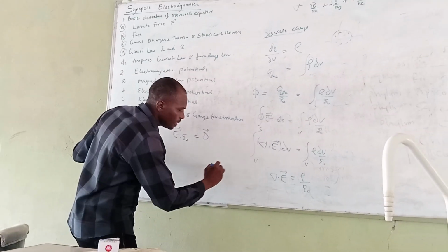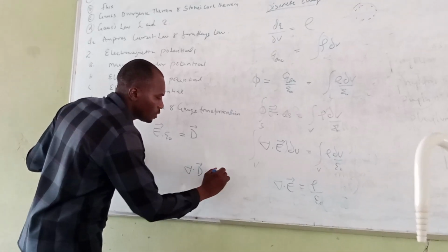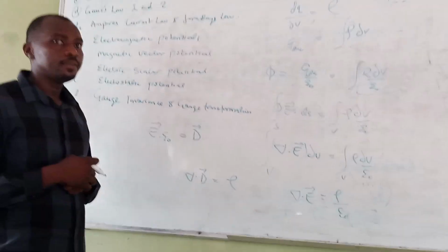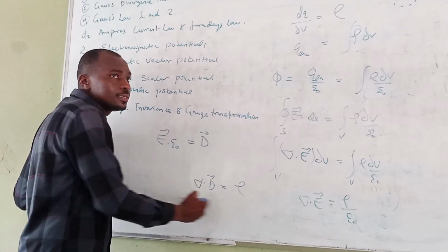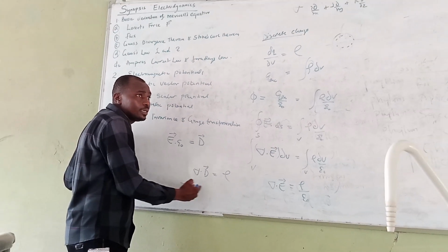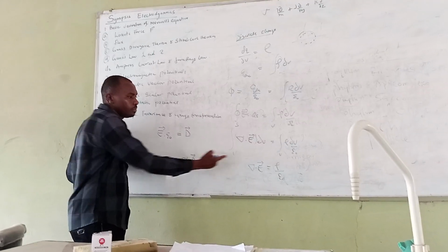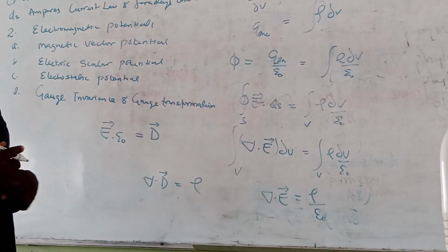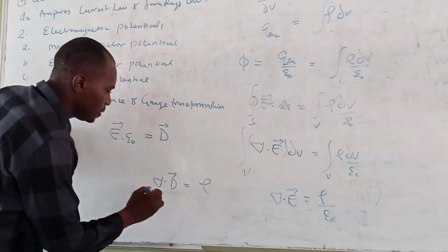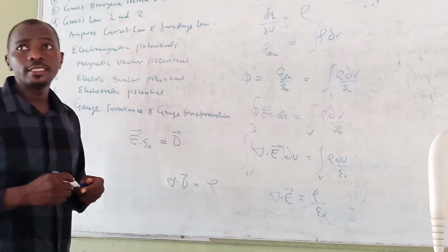So I can say divergence of D is equal to charge density. Please, this is also acceptable as the Gauss's first law in differential form or point form. This one is more acceptable compared to this. If you write this one for me in the exams, I will give you more marks. Isn't it? This one here. Because you have expressed it in terms of flux density.